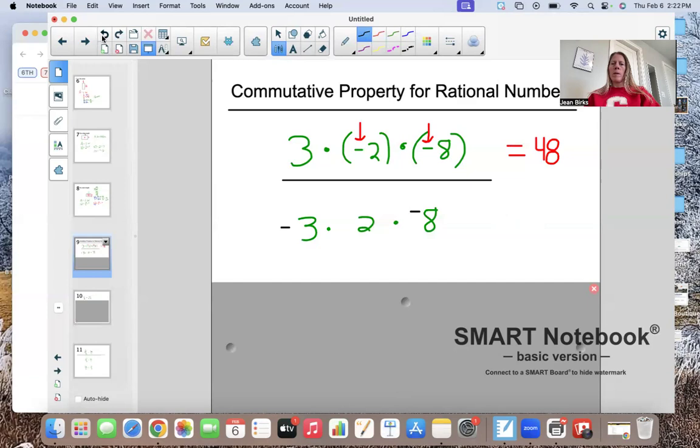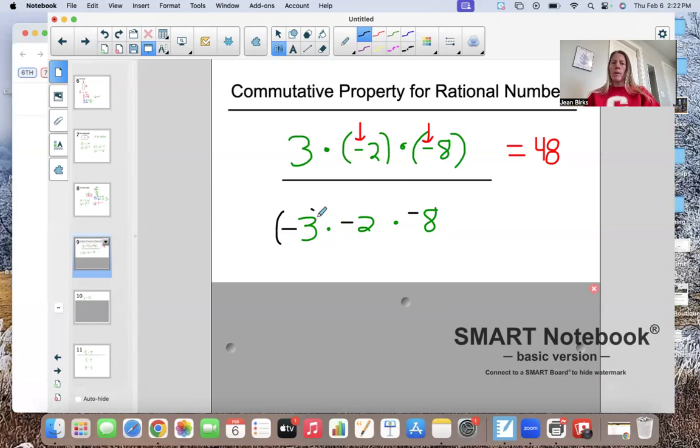What if my negative signs were here and here? Still 48. What if I had this? Well, now it's not true. This would actually be negative 48 because there's only one negative sign. So that would not be true. What if I did something like this and had 3 negative signs? Would it still be positive 48? No, this would be negative 48 because now there's 1, 2, 3 negative signs.